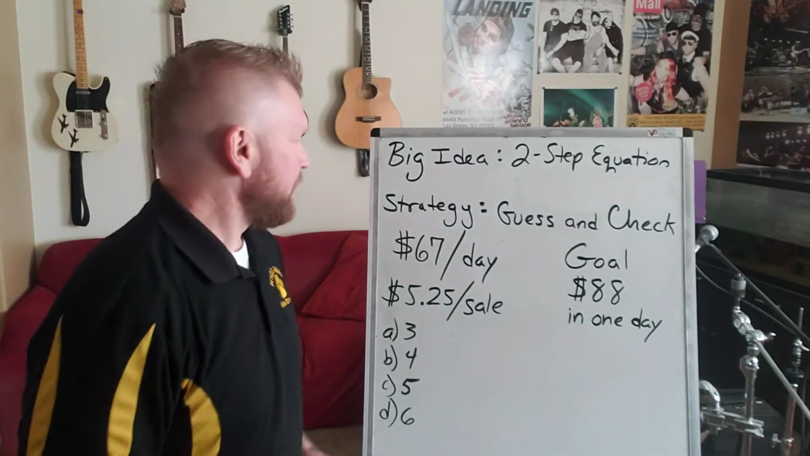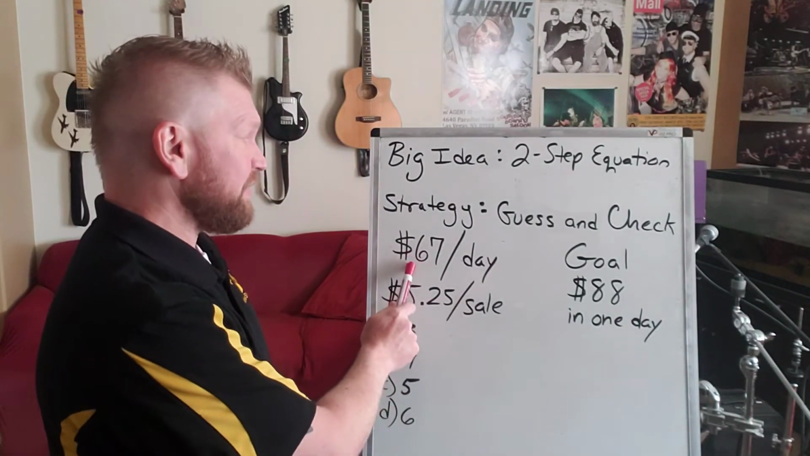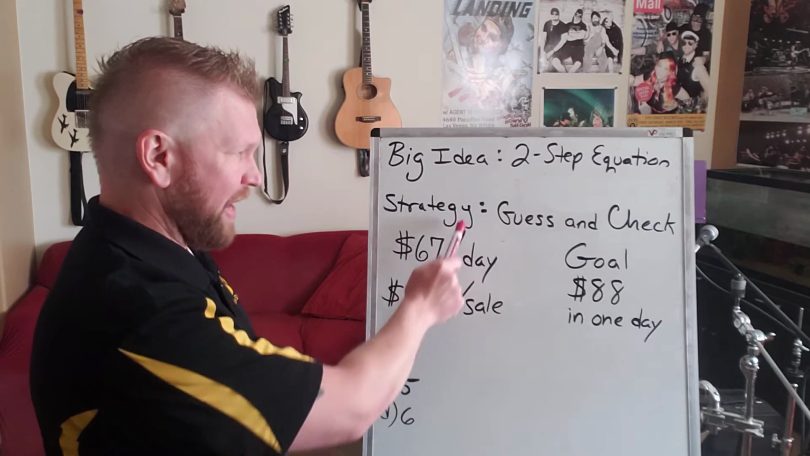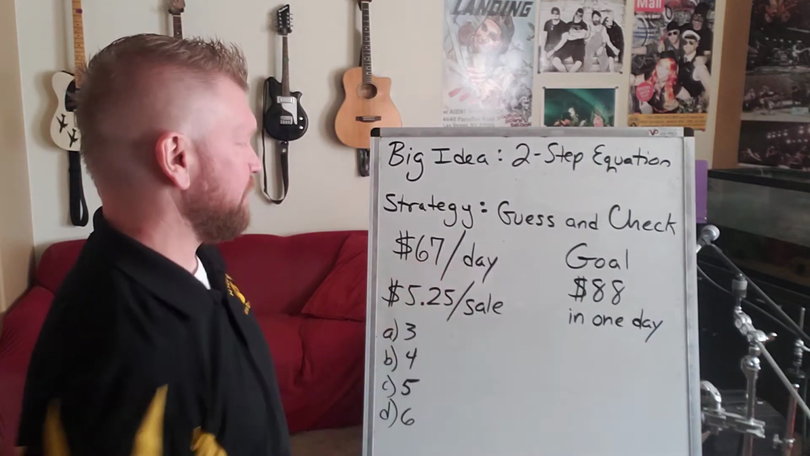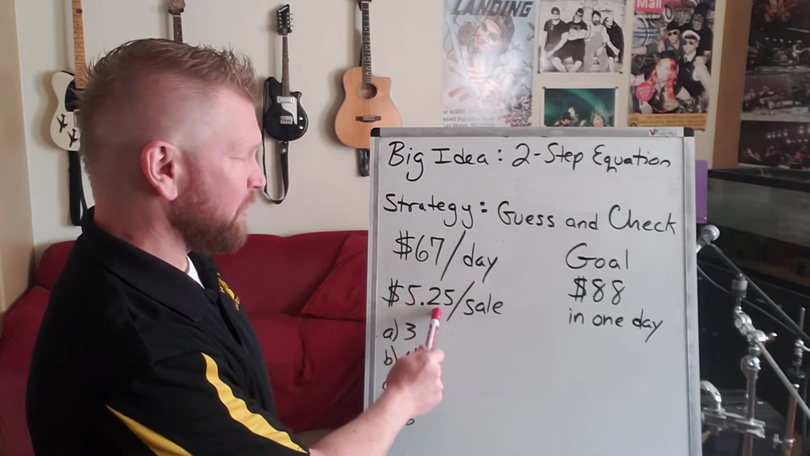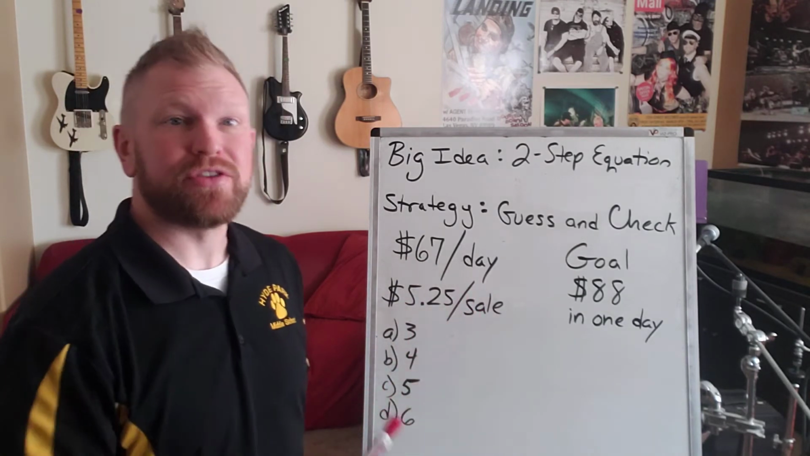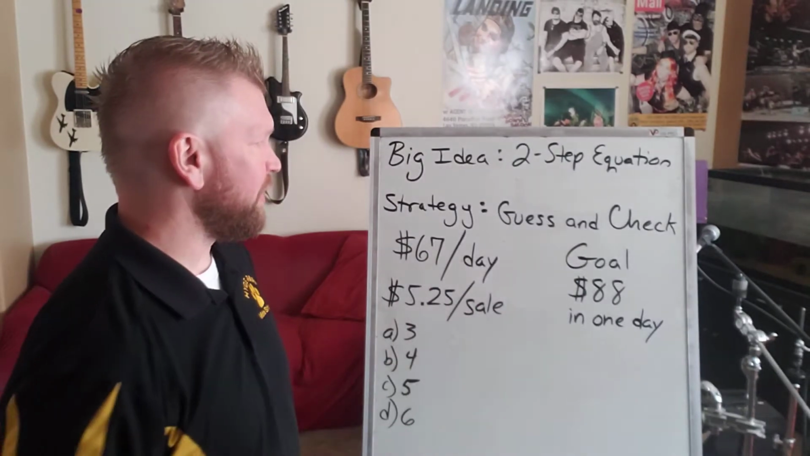All right, so for this problem, you make $67 per day. So that fraction line there represents that's per day, $67 in one day. And you get $5.25 per sale. So for each sale, it's $5.25.